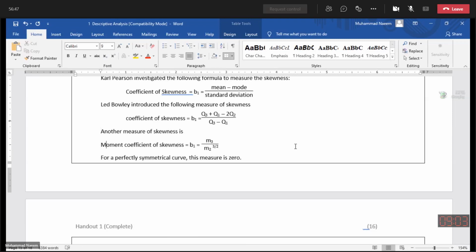Also we have another formula for coefficient of skewness using moments. This expression is called moment ratio. In the numerator we have third moment about mean, and in the denominator we have second moment about mean. So this moment ratio also provides us the coefficient of skewness. Okay, now we decide.